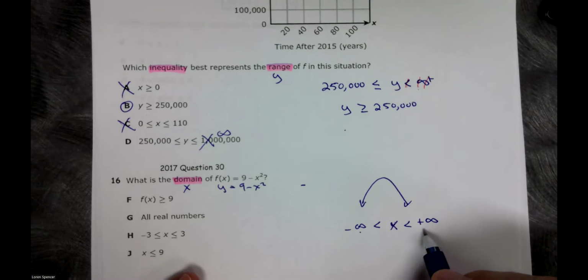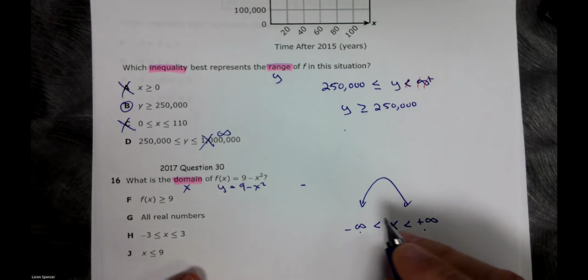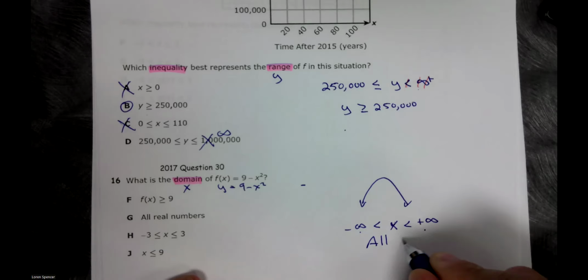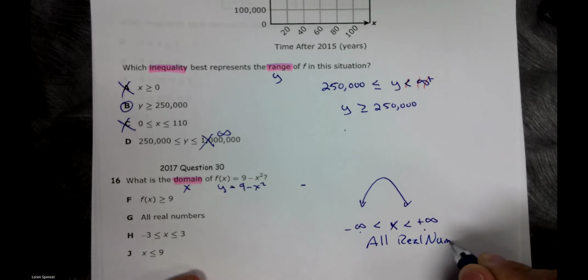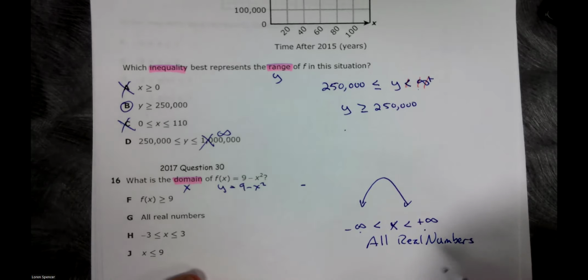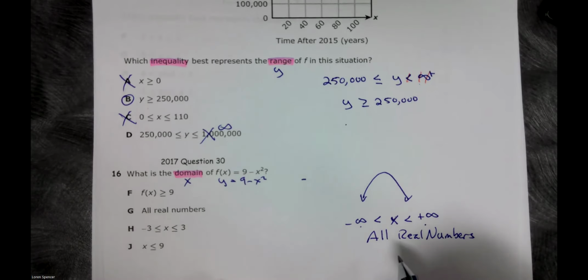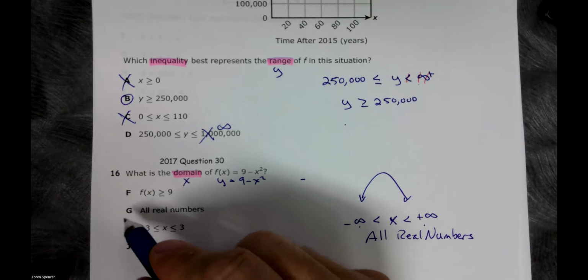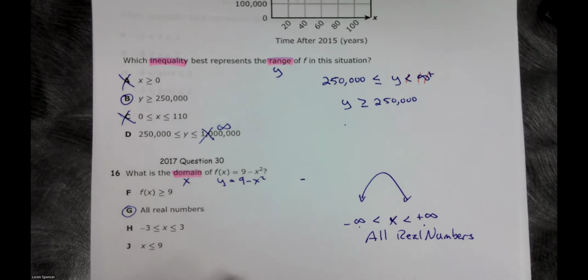So negative infinity to positive infinity, we're not allowed to do that. So we have to write all real numbers. All right, so the answer choice for all real numbers is G. Okay, all right, moving on. Number 17.